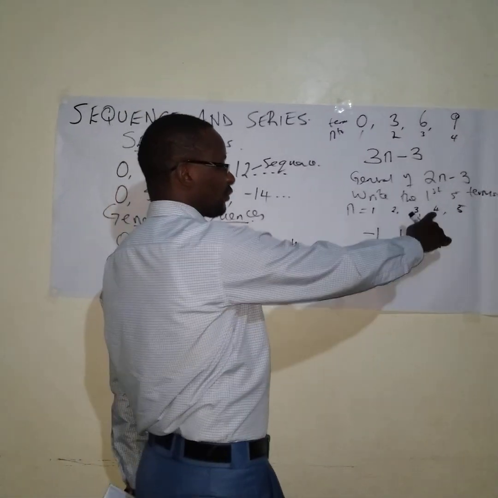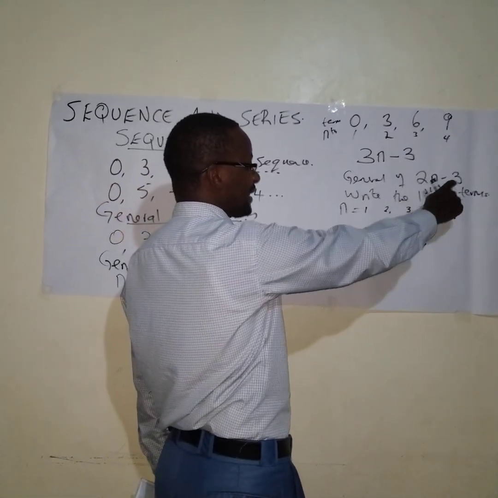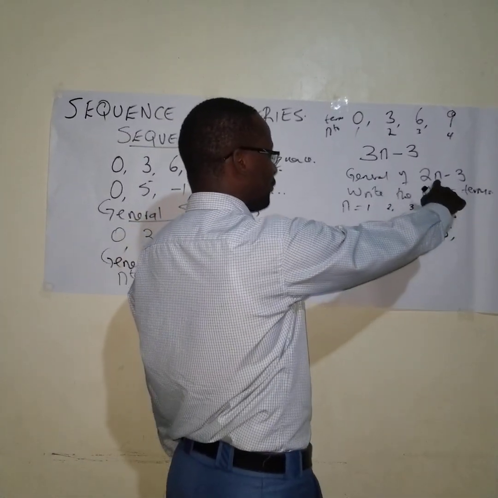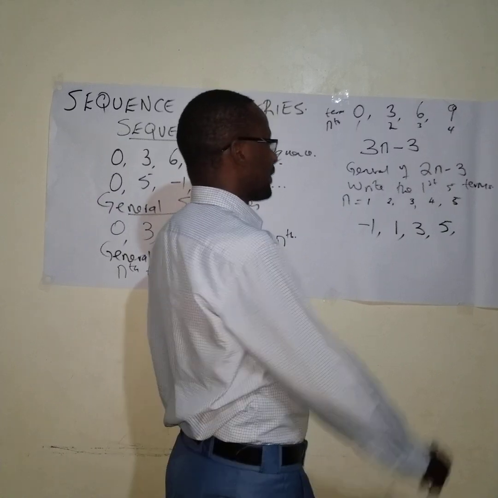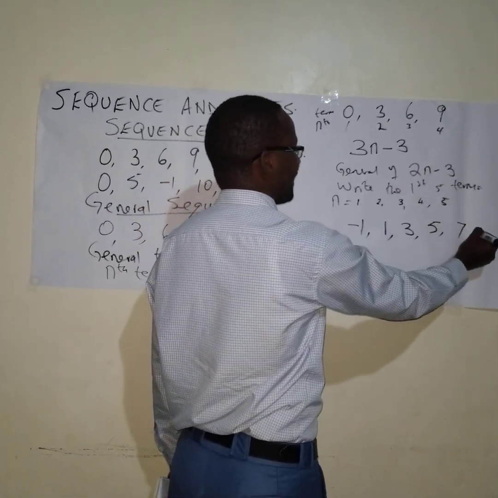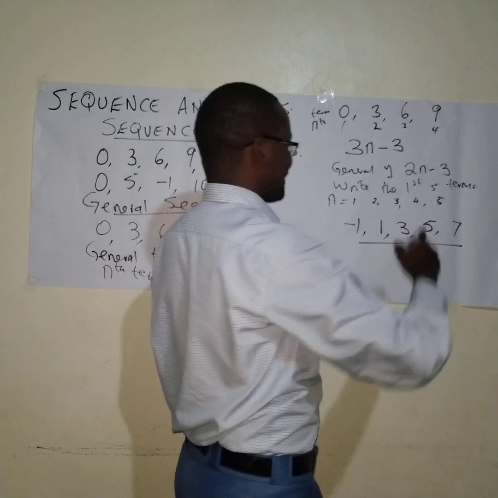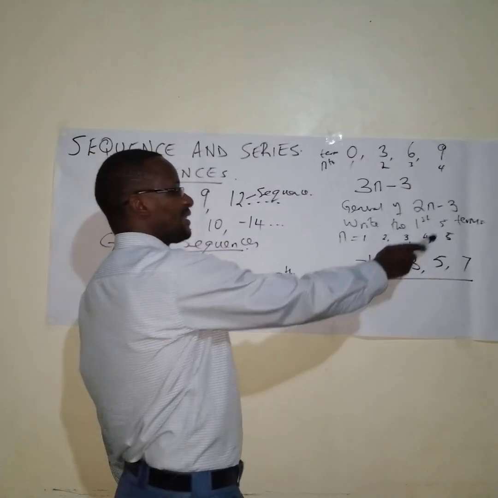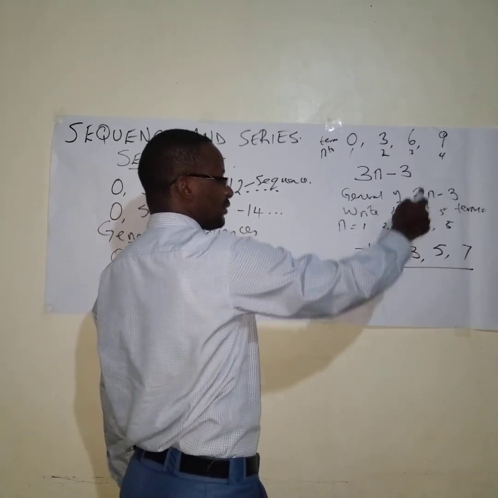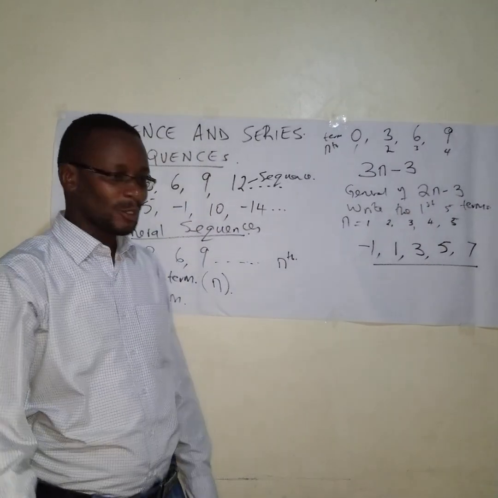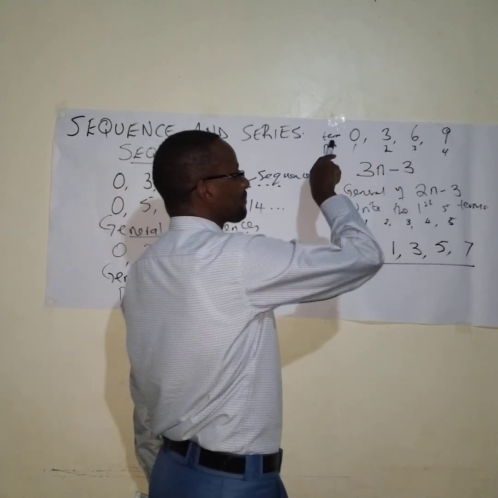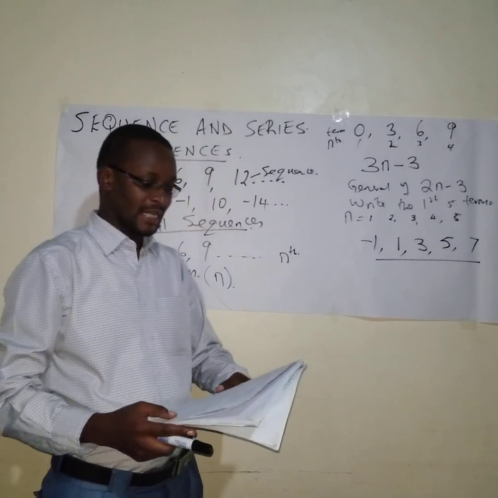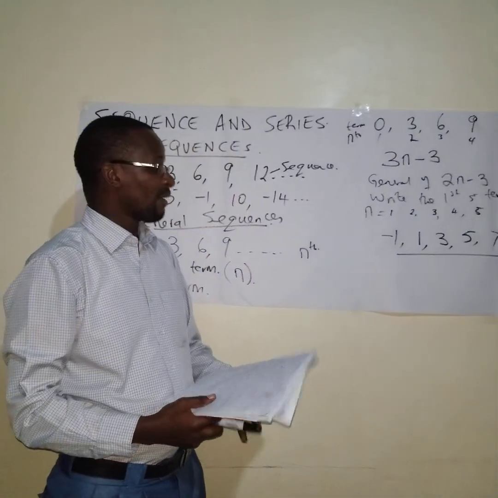Substitute now n is equal to 4 for the fourth term. You get 8 minus 3, which is 5. Then substitute n is equal to 5 for the fifth term. You get 10 minus 3, which is 7. That is the sequence we are looking for. So it's easier when you are given the general term or the general rule to come up with the terms. But it is also possible for you to be given a sequence and then you come up with the general rule or the general term that is being followed.